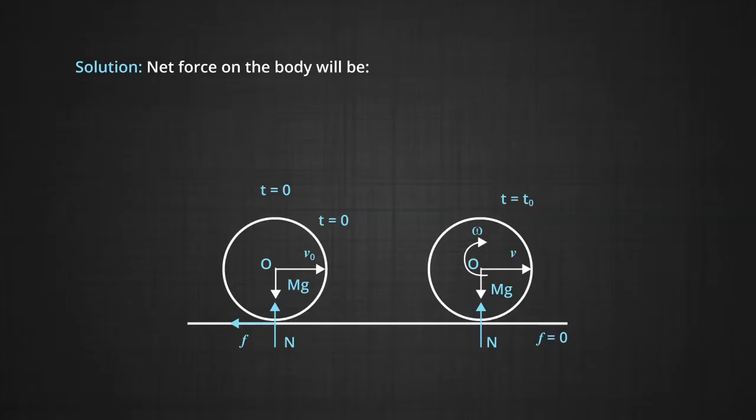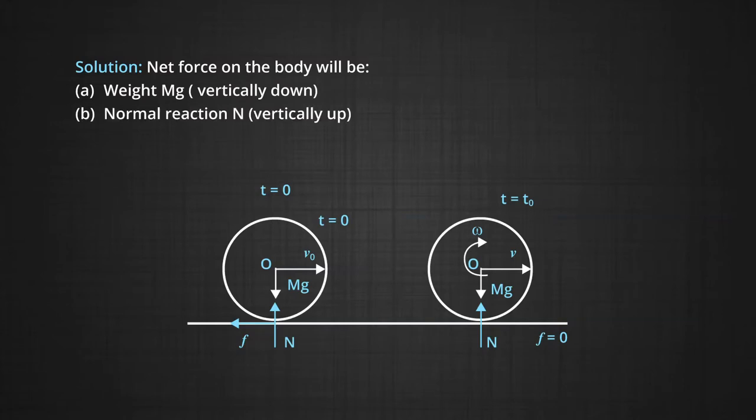During the time interval t equal to 0 to t equal to t naught, there is a forward sliding as the translational motion dominates over the rotational motion. The frictional force is kinetic in nature and its direction will be opposite to the velocity of center of mass. For this interval, net force on the body will be: first force, weight acting vertically downward; second force, normal reaction N, acting vertically upward; the third force is the kinetic friction represented as small f acting horizontally in the left direction.